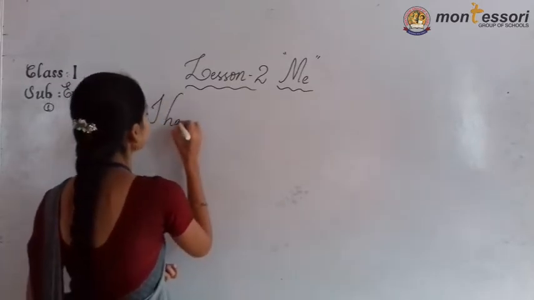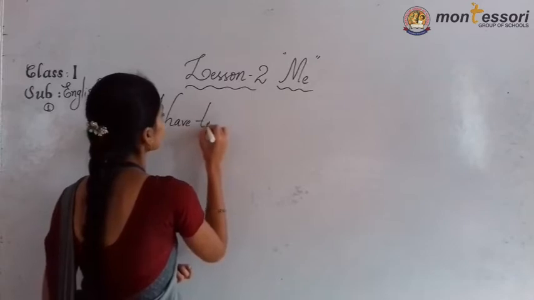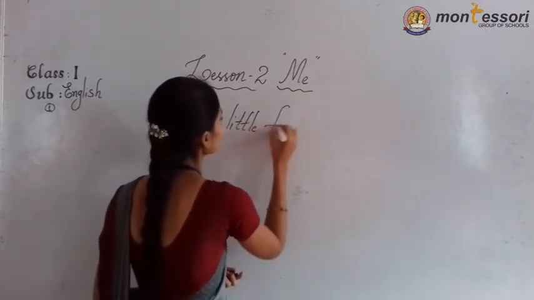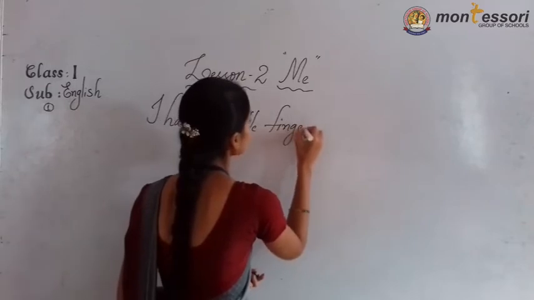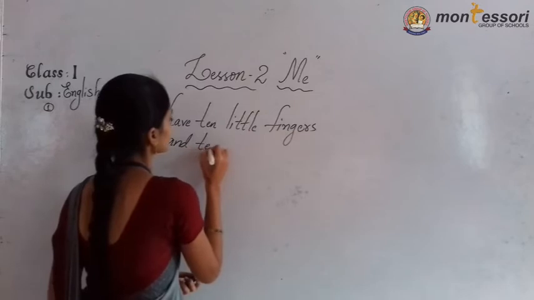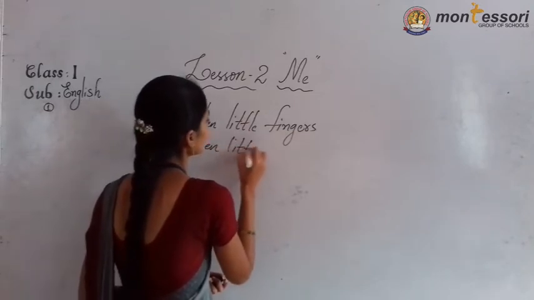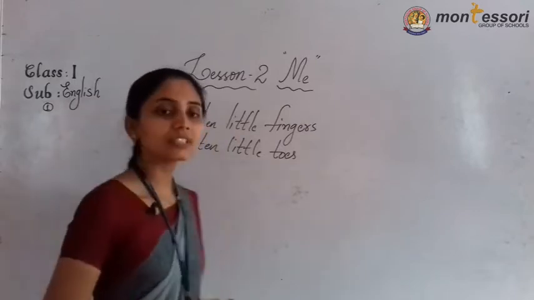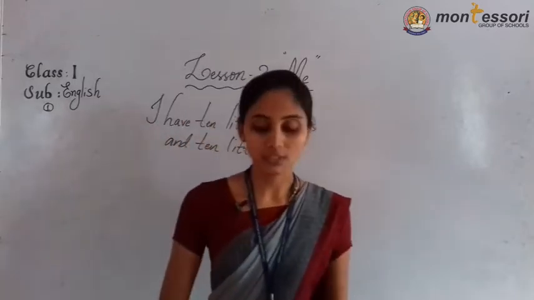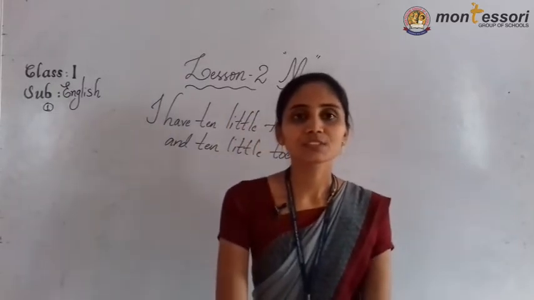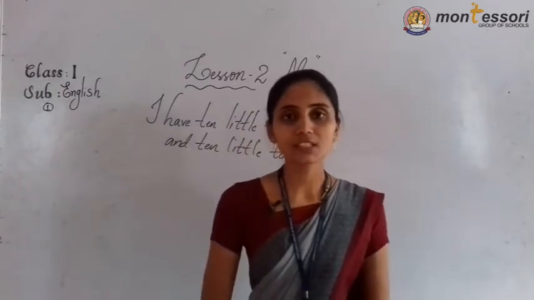I have 10 little fingers and 10 little toes. I have 10 little fingers and 10 little toes. Show me your fingers. All of you show me your fingers. Okay, you can see your fingers now.